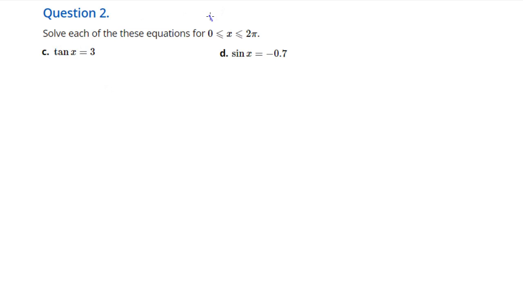So on this problem, we've got radians. We're going from 0 to 2 pi. The first one's going to be tangent of x is equal to 3. We take the inverse, and we find out that x is going to give us an angle of 1.25 radians.